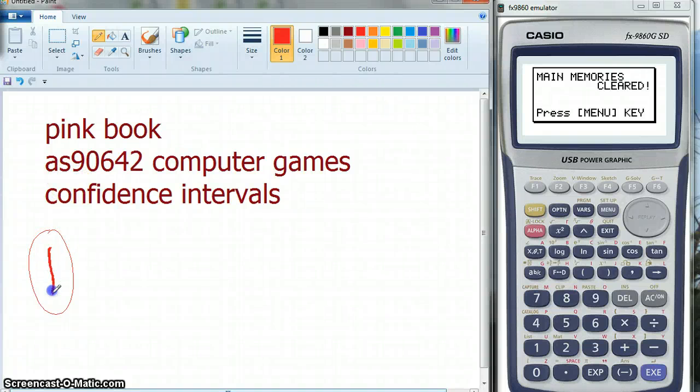Okay, this is the pink book. It was going to be the common test, but we've done the common test on Monday, and we're going to do a different common test. So we've got computer games.